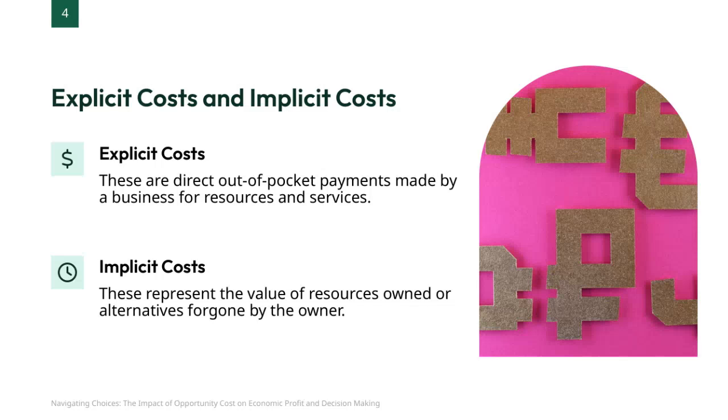The time and effort the owner invests, represented here by the clock icon, or the potential income from using assets elsewhere. Understanding both types of costs is essential because together they give a complete picture of the true cost of running a business beyond just what's paid out in cash. The gold currency symbols on the right remind us that these costs impact the financial health of the business in different but equally important ways.